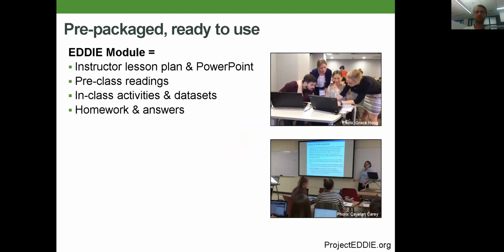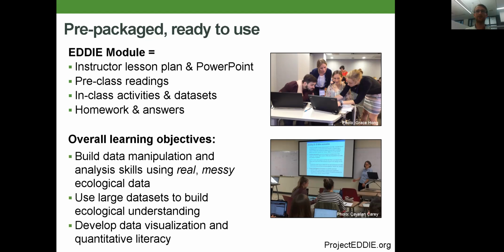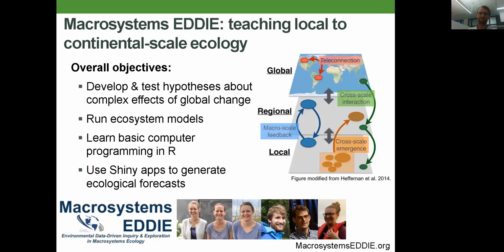So an EDDIE module comes pre-packaged and ready to use. It includes instructor lesson plan, pre-class readings, in-class activities, homework questions with answer keys, and all of this material can be downloaded directly from the website and used as is or modified to fit a particular class need. And the overall learning objectives are to get students building data manipulation and analysis skills using real messy ecological data, using these data sets to build ecological understanding, and along the way developing data visualization and quantitative literacy.